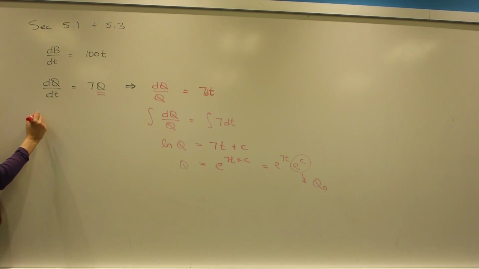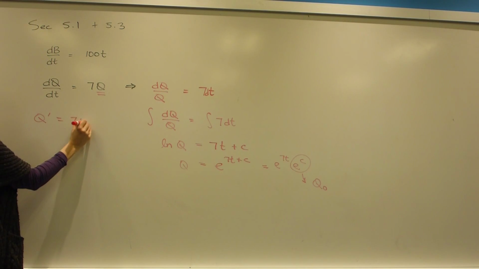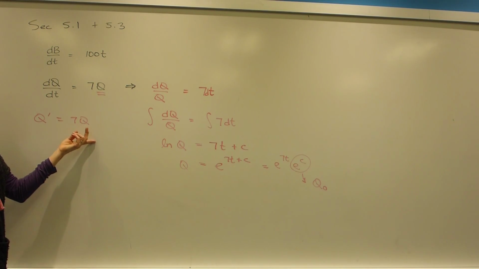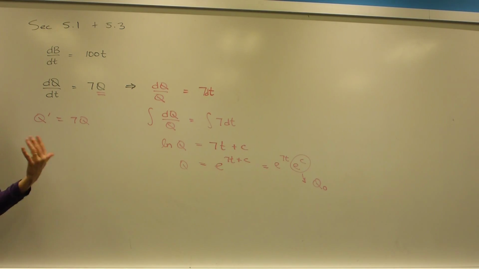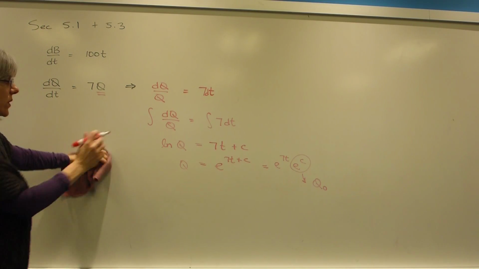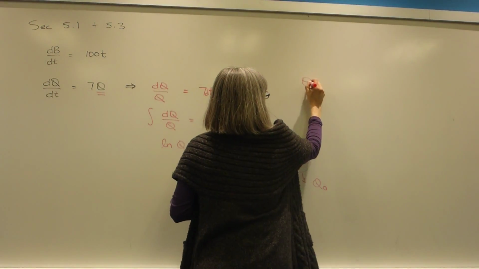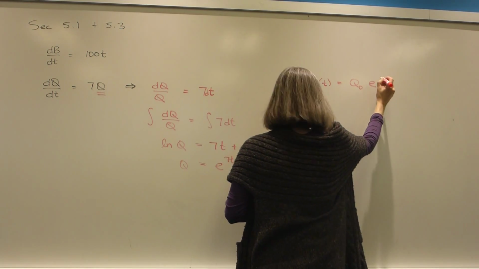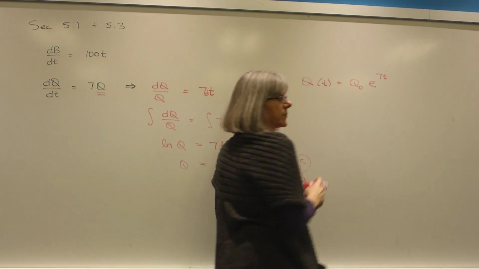So if I say q prime equals 7q, now what? Right, now I've said the derivative is proportional to the function itself. Do I have the function itself yet? I don't. So what we're going to end up with over here is q of t is q sub 0 e, in this case, to the 7t.